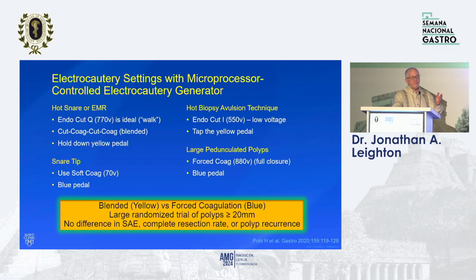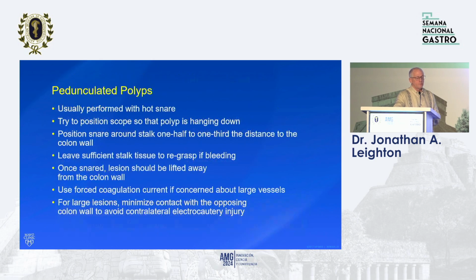So on the upper left, for sessile ones, you can use that blended technique, either Endocut or the cut-coag-cut, and that's the yellow pedal. Whereas on the lower right, for large pedunculated polyps, forced coag is ideal using the blue pedal. From a general standpoint, it doesn't matter that much which you use, because in this large randomized trial at the bottom, you can see there was no difference really in complications or resection rates, whether you use the yellow or the blue. So I think it's also what you're most comfortable with.